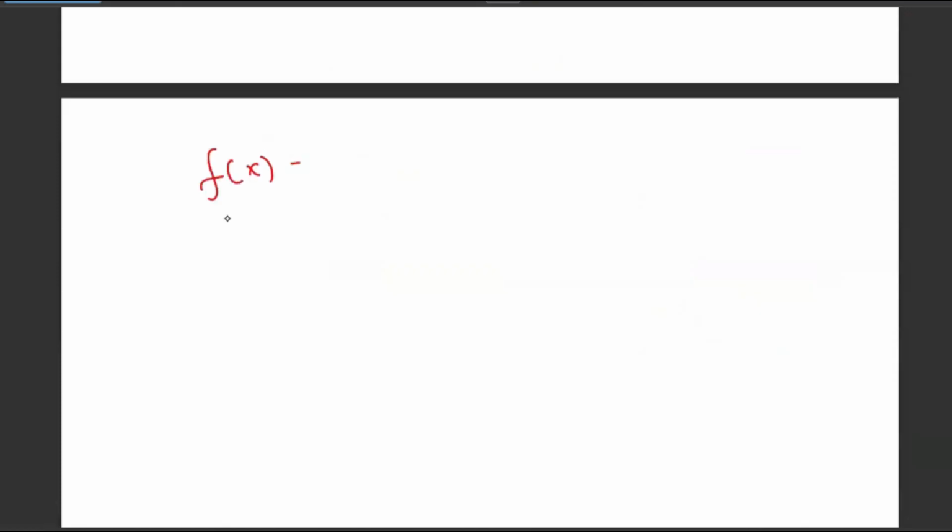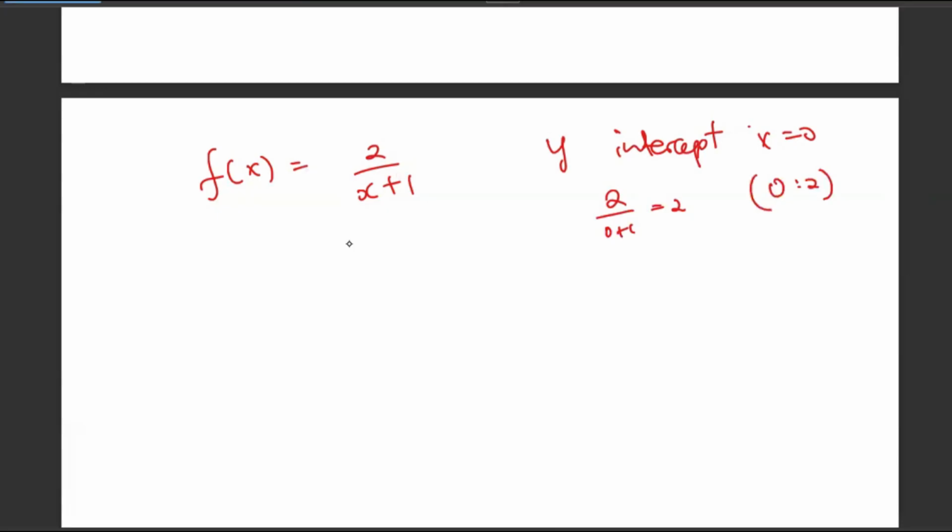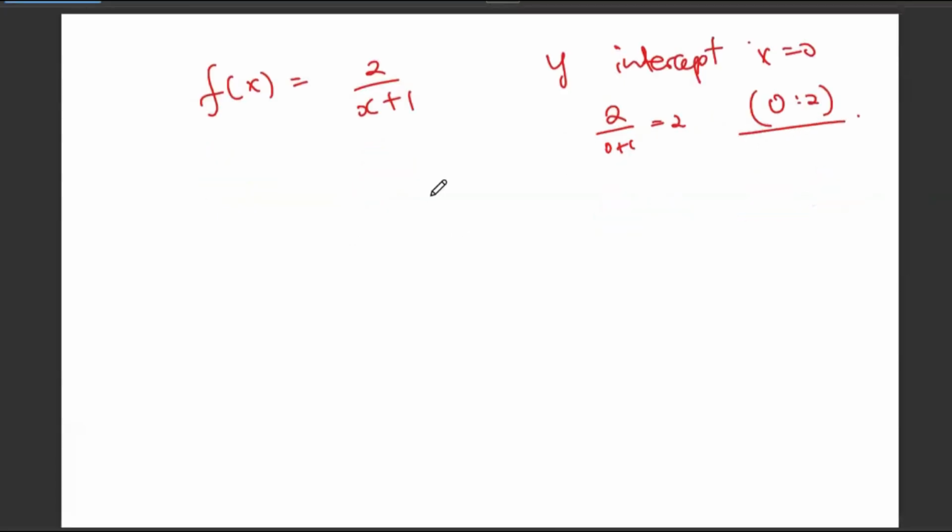So let me write it this side. We have f of x is 2 over x plus 1. The only thing we need to look for is the x-intercept. But will it even make sense? It will not make sense. Let's look for the y-intercept. For y-intercept, x will be 0, meaning that it's 2 over 0 plus 1, which is 2. So it's going to be (0, 2). We don't have an x-intercept in this format.